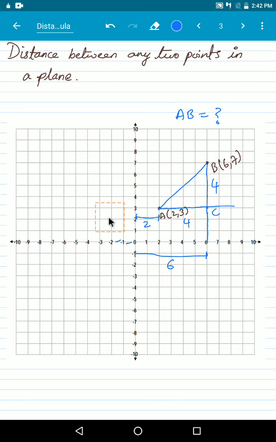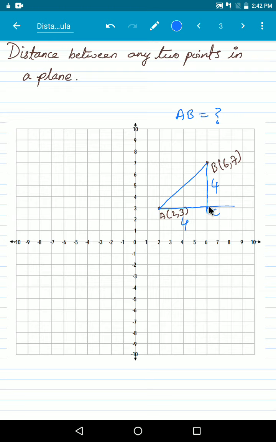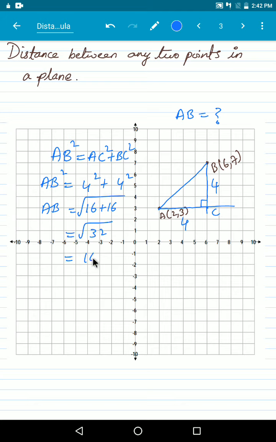Let me just rub this. It looks very clumsy, right? So I hope you understood that. So this is 4 and this is 4. Now we need to find AB. See, it is a right angle triangle. We can use Pythagoras theorem. AB square is equal to AC square plus BC square. So AB square is equal to 4 square, since AC is 4, plus BC, which is also 4 square. So it is 16 plus 16. This square goes on the other side and becomes root. We can write root 32, or 16 multiplied by 2, or it is 4 root 2. So AB is equal to 4 root 2.